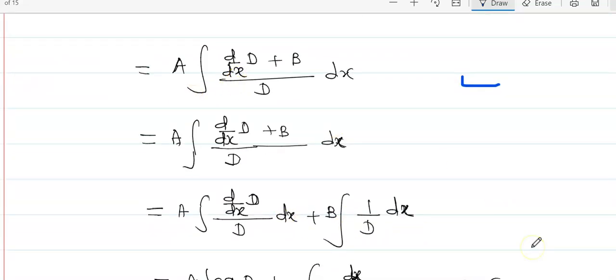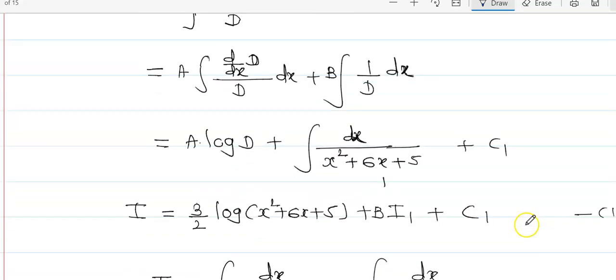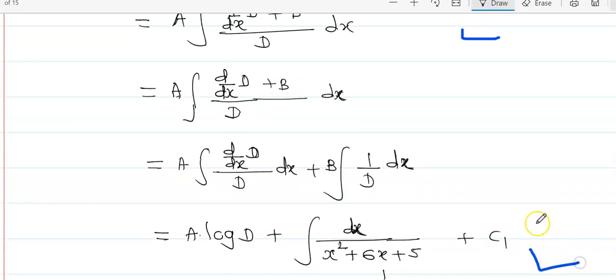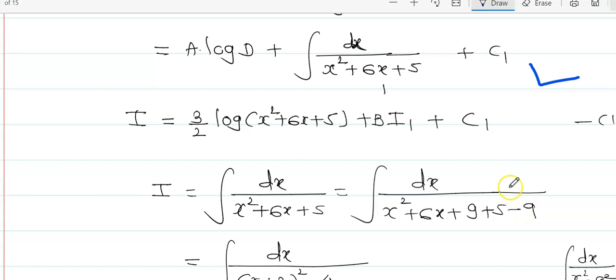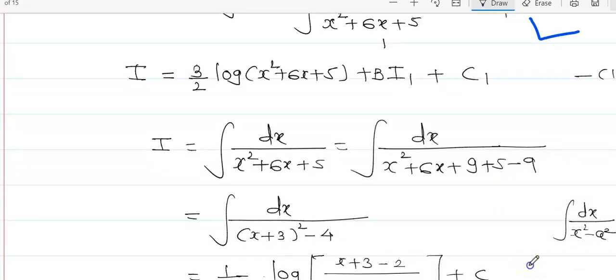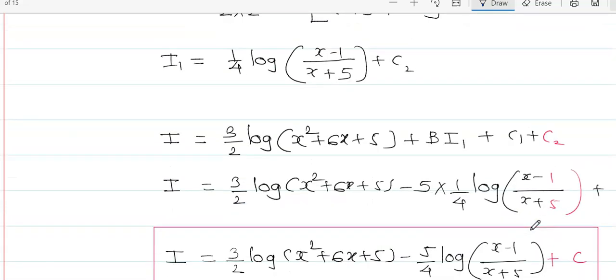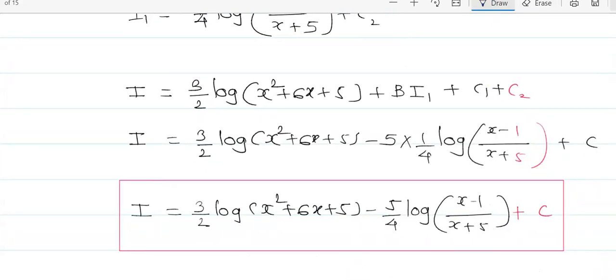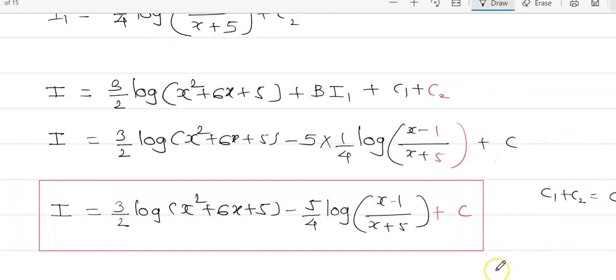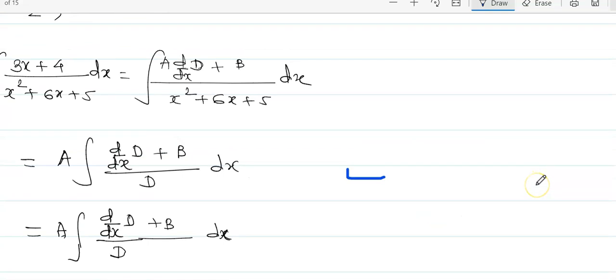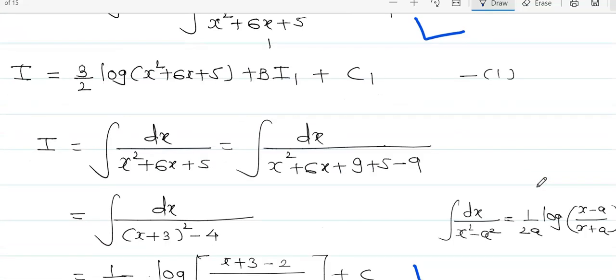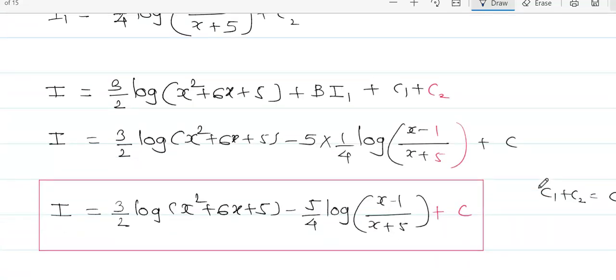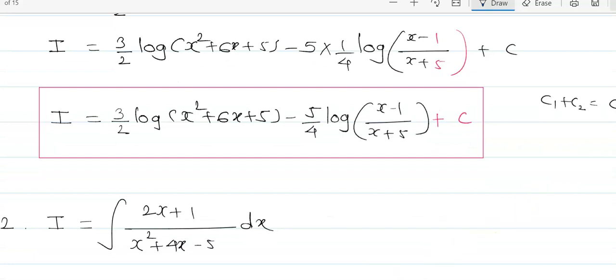इथपर्यंत होतं की again this. Next step. This is the final answer. I will see the second example.